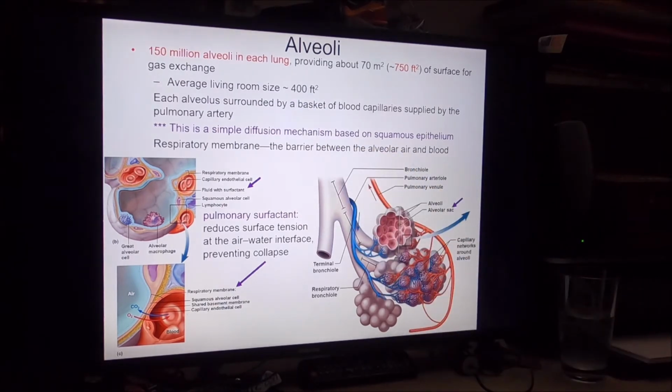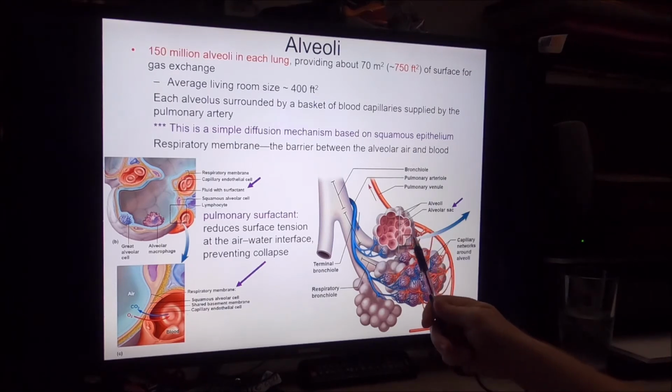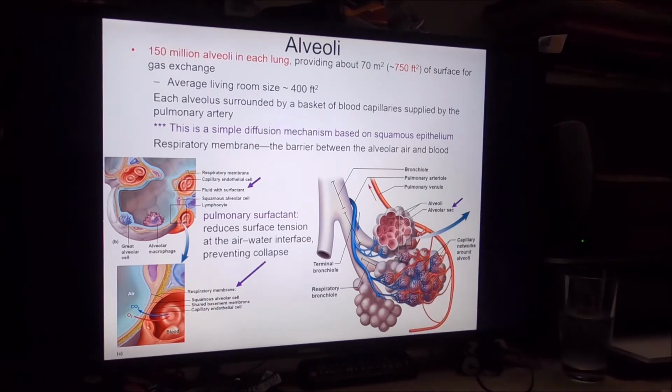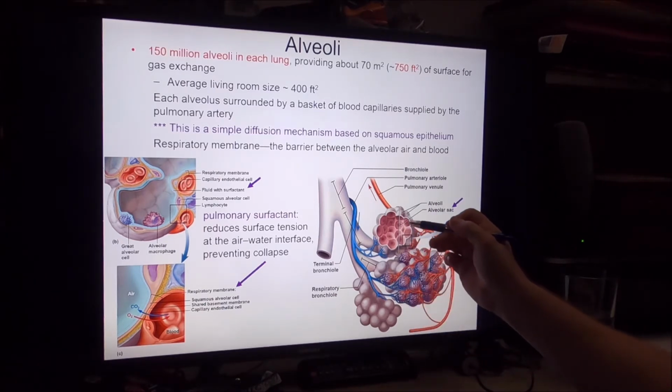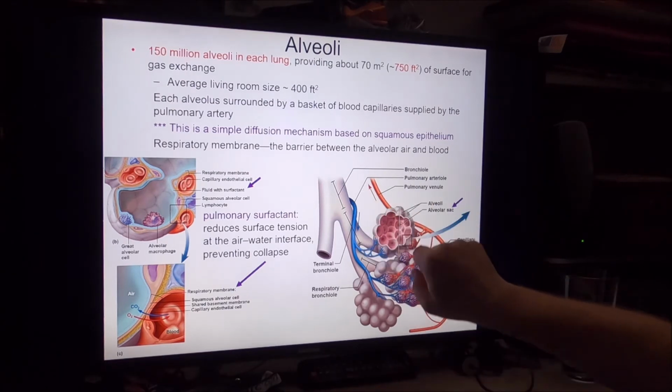So in other words, you have massive surface area in your lungs as a result of having these tiny little air sacs. And you may have heard of emphysema, which I'll talk about a little bit later on. Emphysema is a situation where these air sacs break down and you just have one big sac.